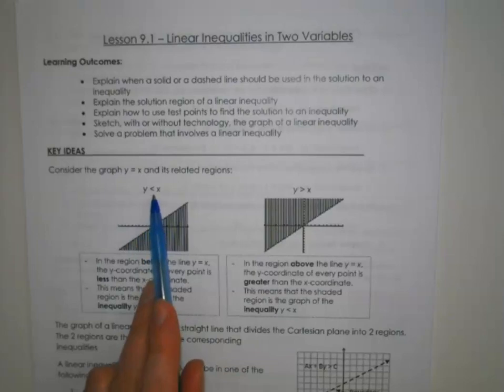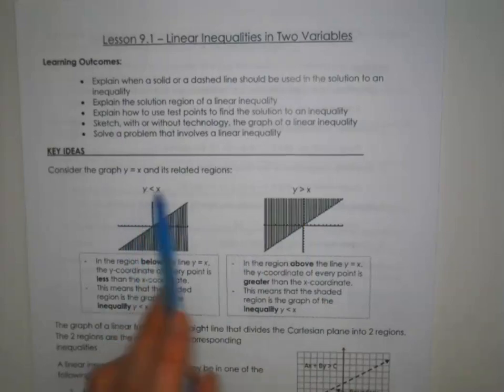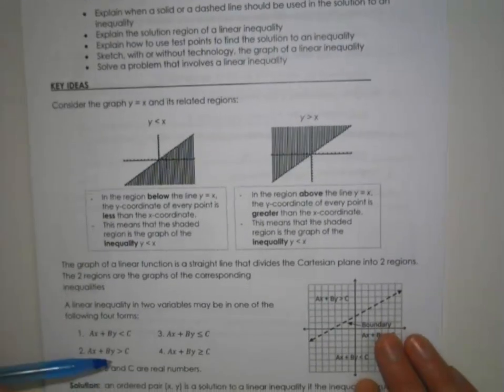Inequalities are basically where instead of an equal sign, we're going to have a greater than or a less than, or it could be a less than or equal to, or a greater than or equal to sign. So we'll see all of those as we move through the lesson. Actually, you can see them down here. These are the different versions that we could see.